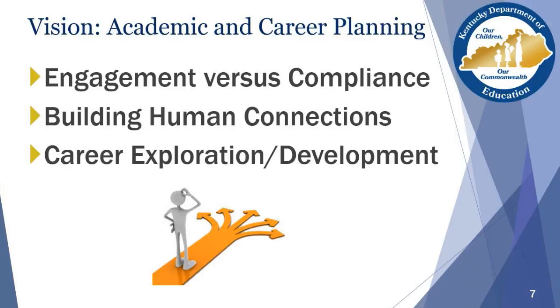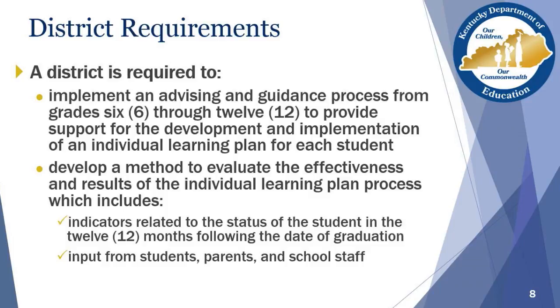So a district, let's talk about the requirements for the district and the school and the actual plan for the 18-19 school year and kind of where we're going in the future with this. So our current regulation says that a district is required to implement an advising and guidance process from grades 6 through 12. To provide support for the development and implementation of an individual learning plan for each student.